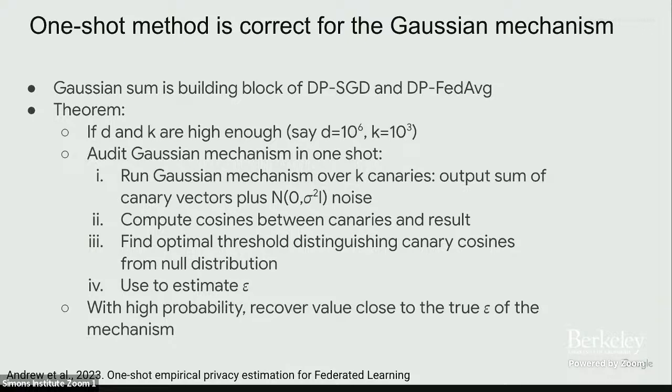Those are the vectors that you're computing the sum query on, and then you add those K canaries and you release the whole thing, obviously with the DP noise. And what we can prove is that the estimates that we get from this method asymptotically give you the correct epsilon that you're trying to compute.